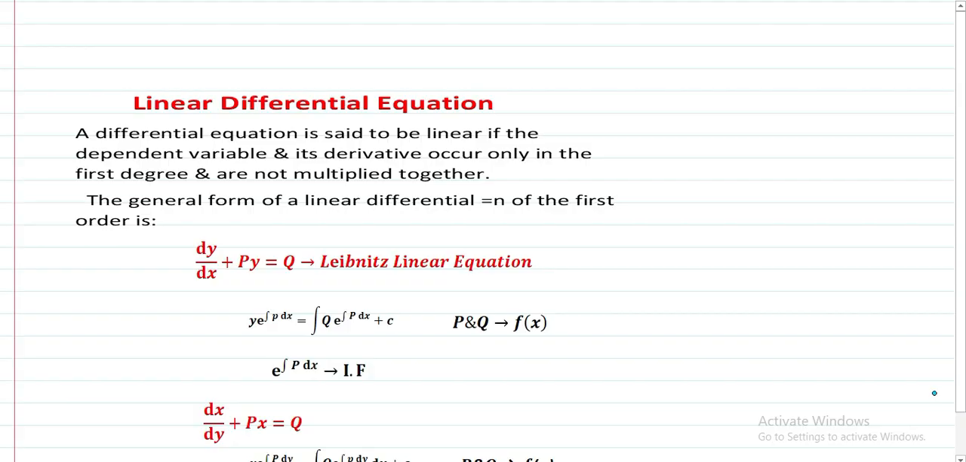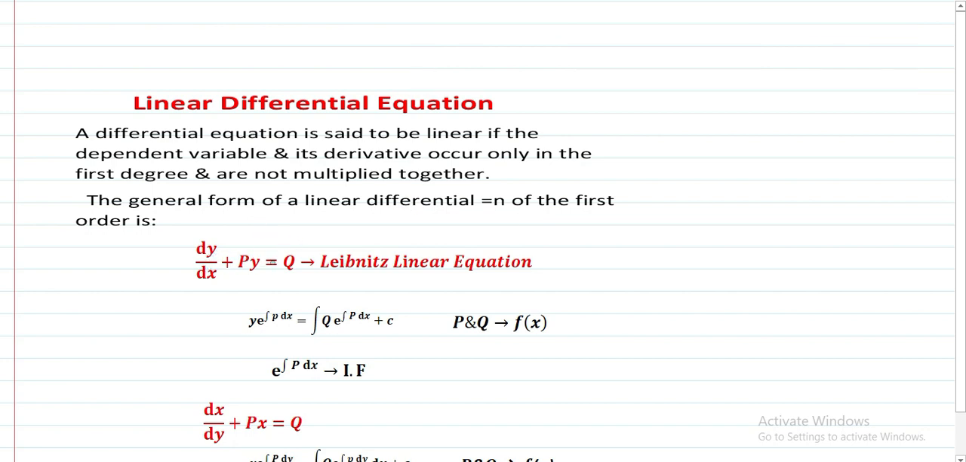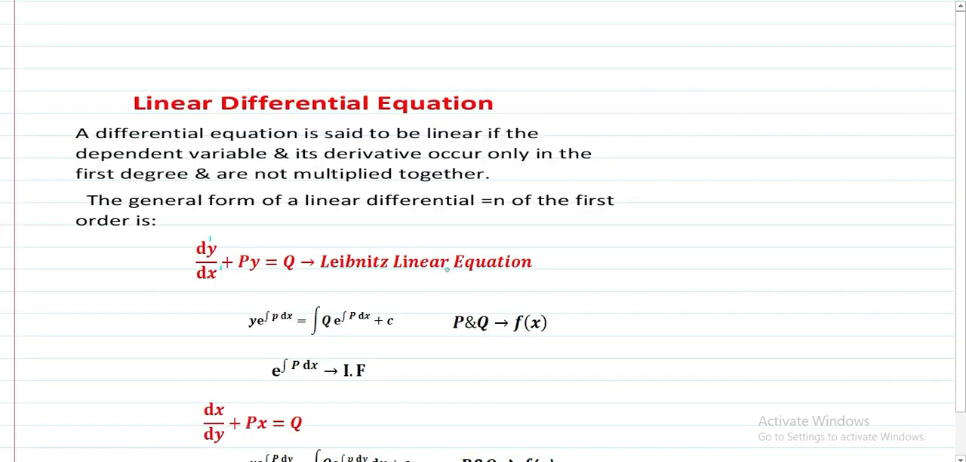Linear differential equation. A differential equation is said to be linear if the dependent variable and its derivative occur only in the first degree and are not multiplied together. The general form of a linear equation of the first order is dy/dx + py = q. Here the order is 1 and its power is 1. This equation is called the Leibniz linear equation.